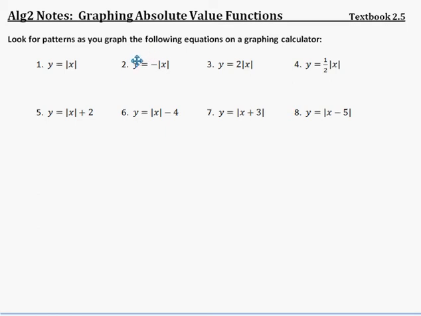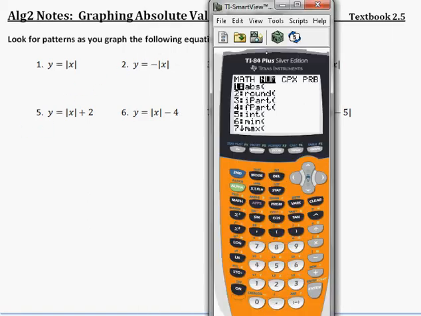This is an extension of the lesson from today in Algebra 2 on graphing absolute value functions. The first thing I'd like to do is take a look at the changes in the graph that happen when we graph modifications to the absolute value function.